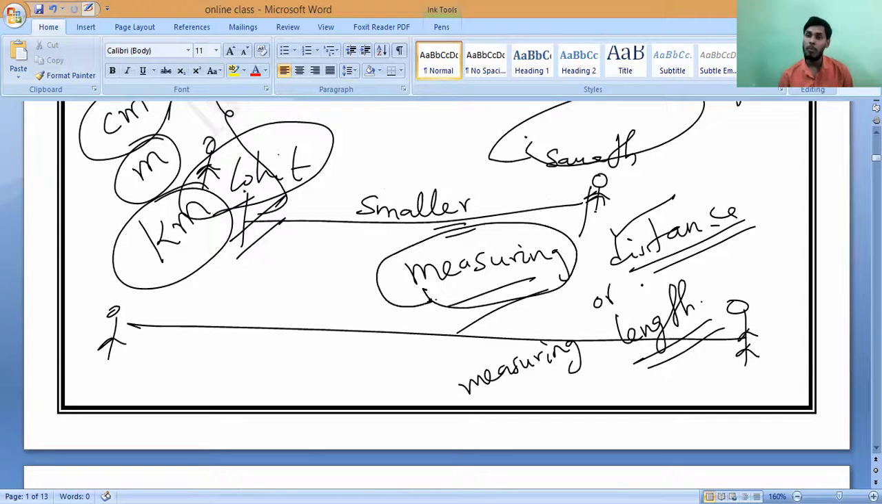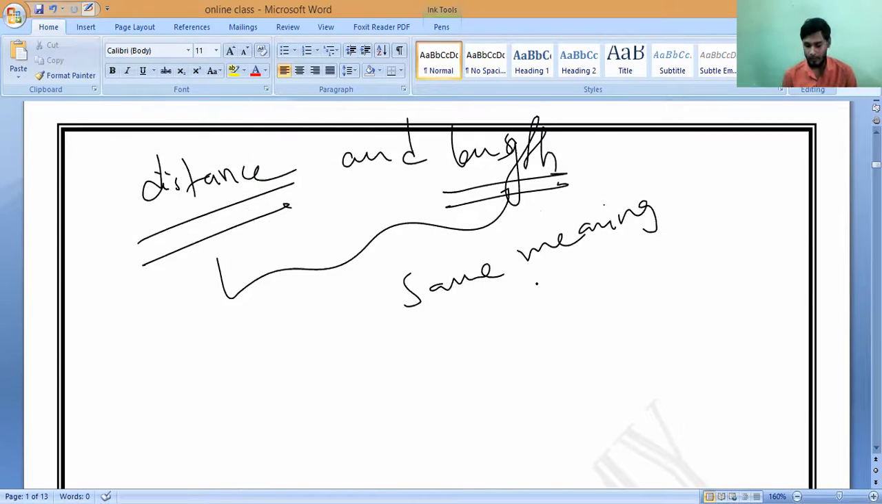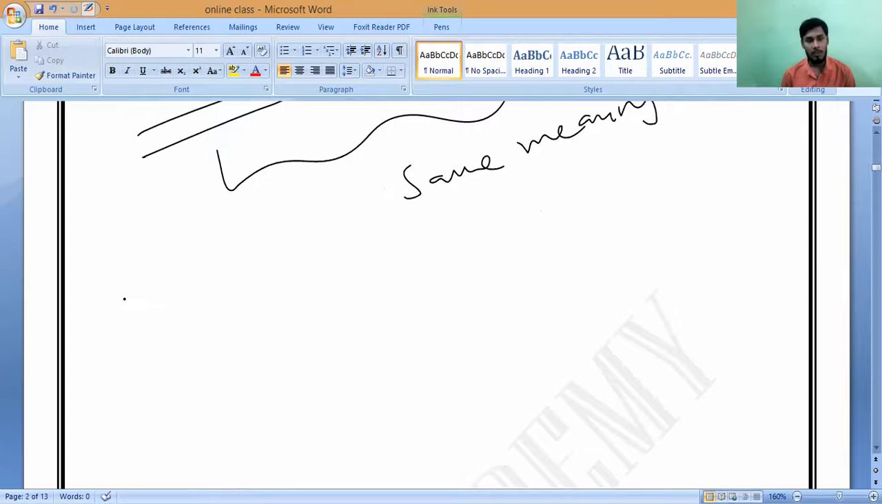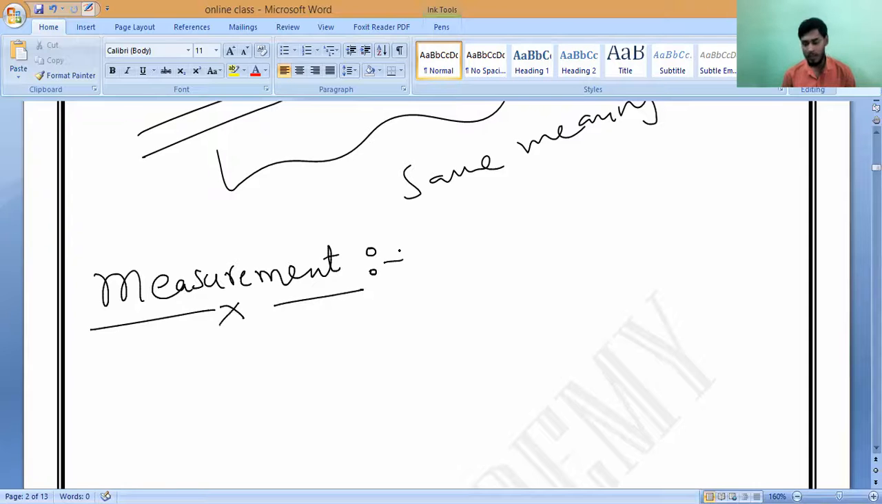So measuring or measurement. Can anybody say what is the meaning of measurement? Your mother will say, measure the milk, measure the oil, measure the length. Next, something else mother will say, like measure the density, measure the area, like that. What is the meaning of measurement? Can you say, please? If you know, please tell.